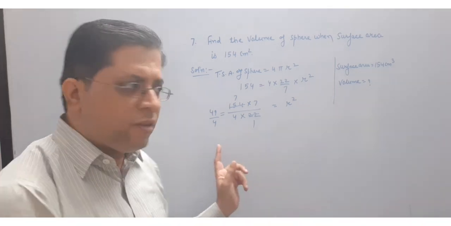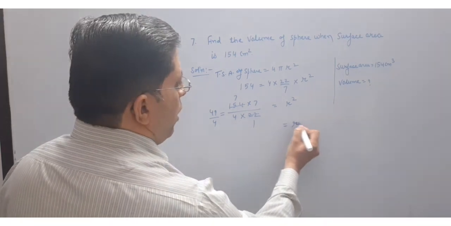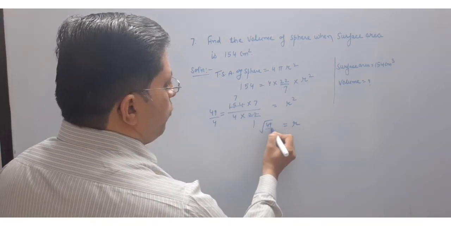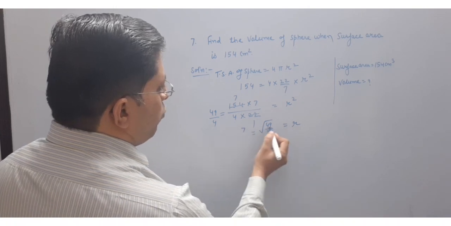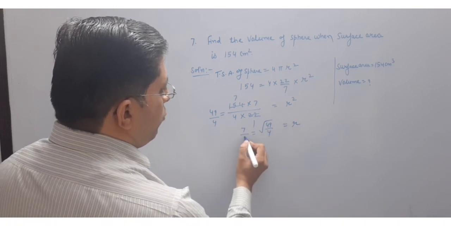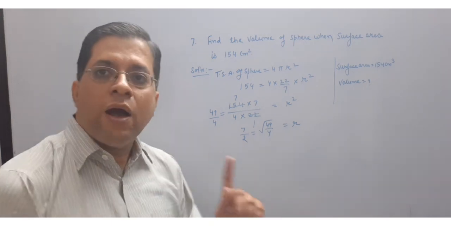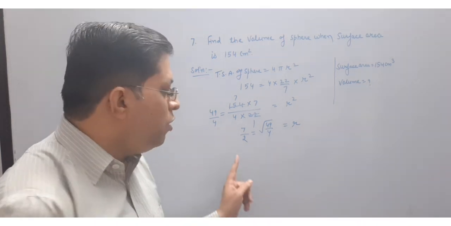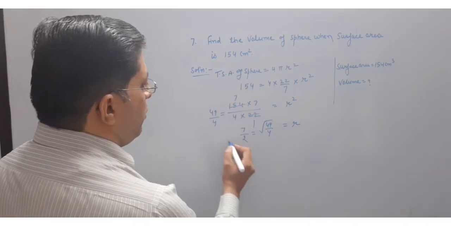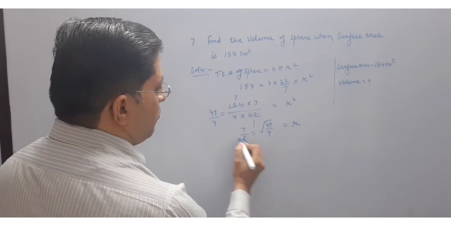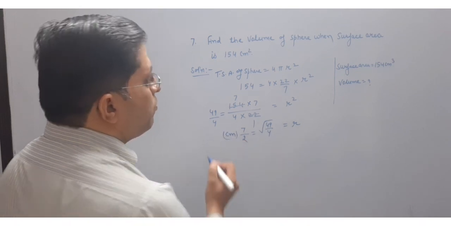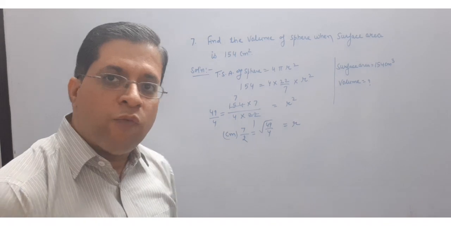Okay, then you have to find r. Take square root that side. R will be under root 49 upon 4. Then square root of 49 is 7 and square root of 4 is 2. This is your r is 7 upon 2. Value of r is 7 upon 2. What is the unit? Unit is centimeter. Then you have to find volume of it.